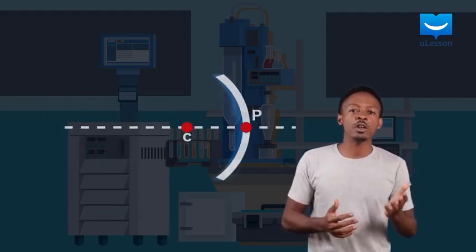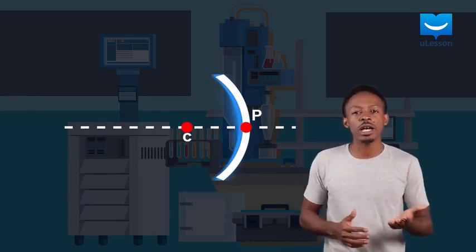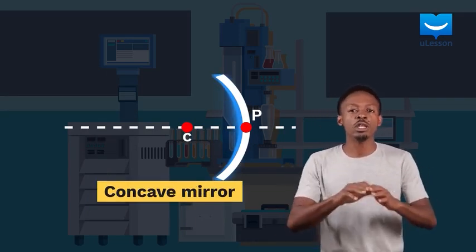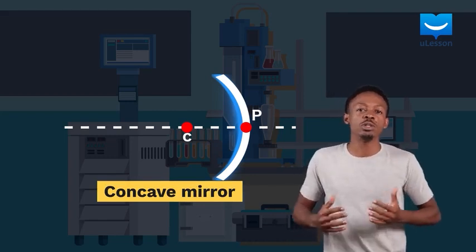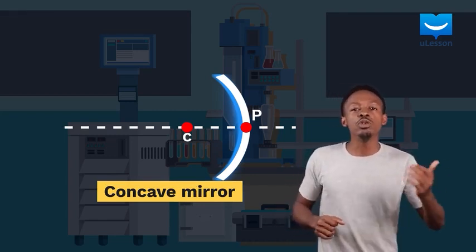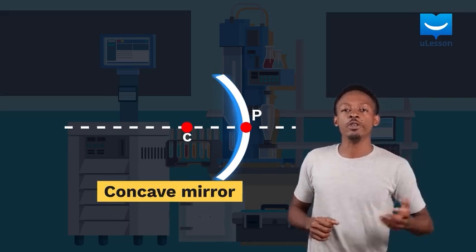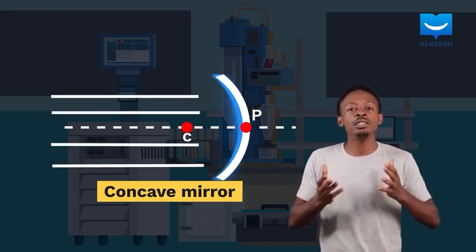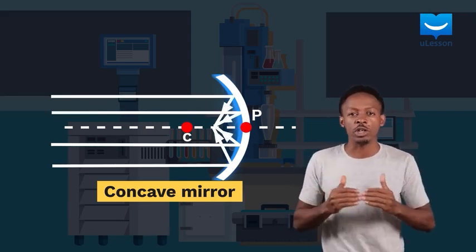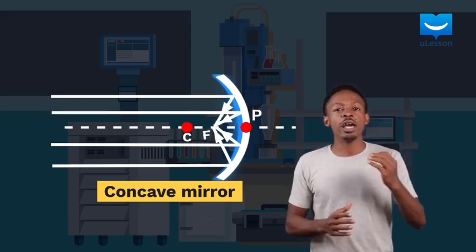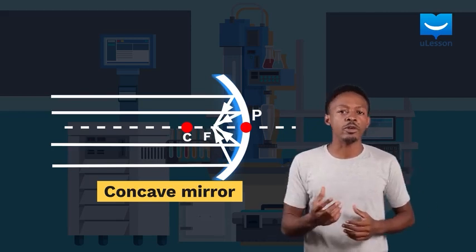When the reflecting surface of the curved mirror is on the inside, it is called a concave mirror. I use the word cave to remember that this one goes inside, like a cave, right? This is also known as a converging mirror. That is because parallel rays of light incident on its surface converge, which means come together, to a point F in front of the mirror.